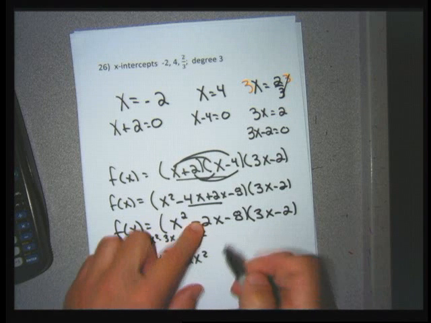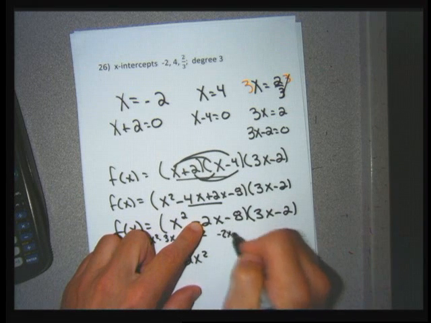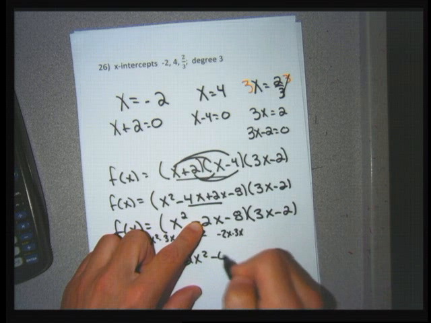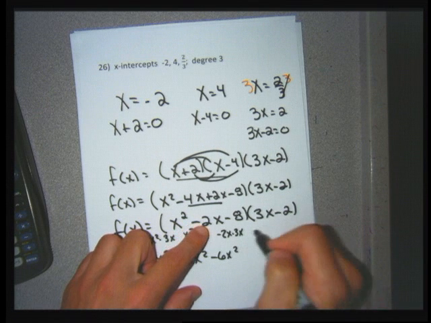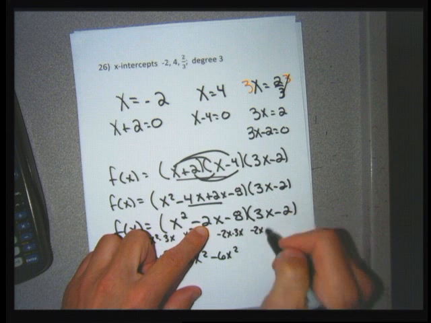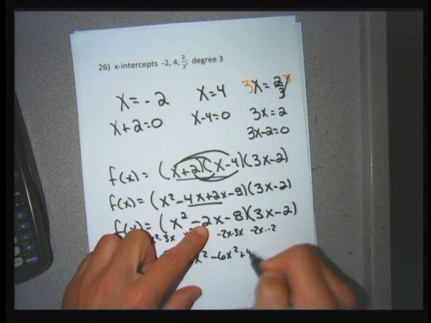Now I'll start with the minus 2x. I'll go minus 2x times 3x. That's going to be a minus 6x squared. I'll do minus 2x times minus 2. That'll give me a plus 4x.